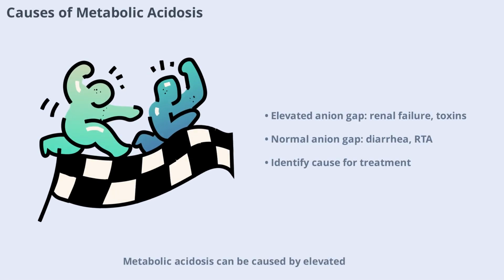Metabolic acidosis can be caused by elevated anion gap or normal anion gap conditions. Elevated anion gap causes include renal failure, ketoacidosis, starvation, diabetes mellitus, alcohol, lactic acidosis, and toxins like methanol and ethylene glycol. Normal anion gap causes include hypokalemic acidosis, renal tubular acidosis, diarrhea, and buffer deficiencies.